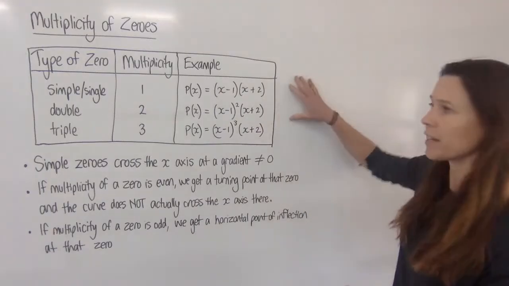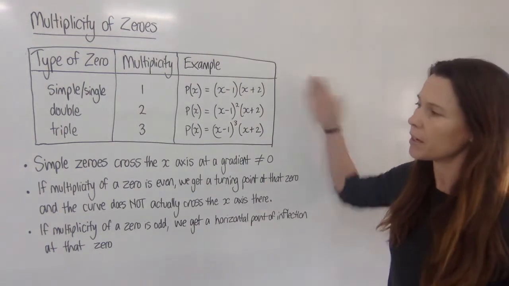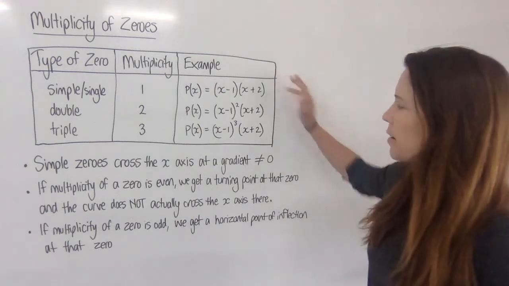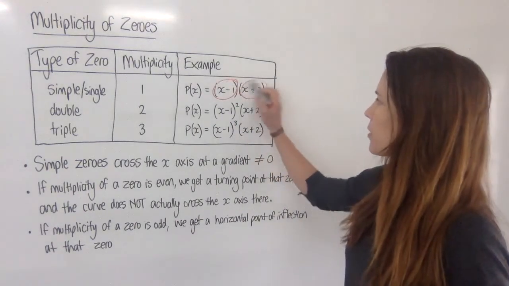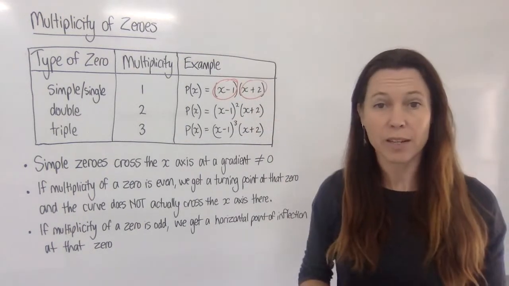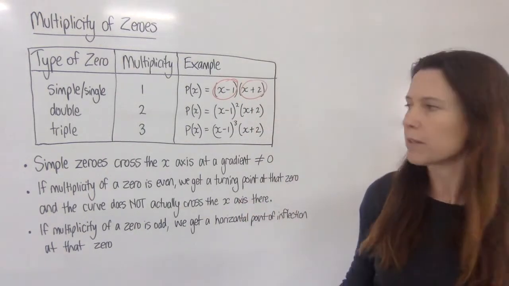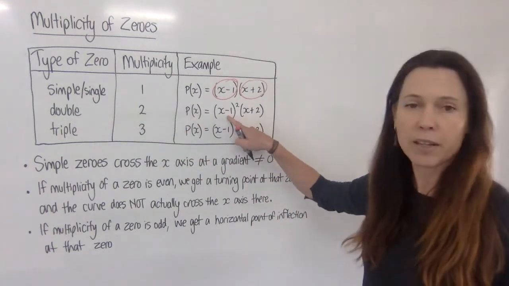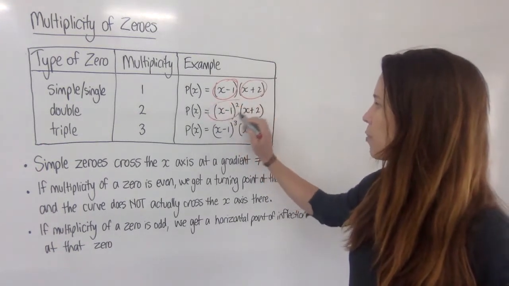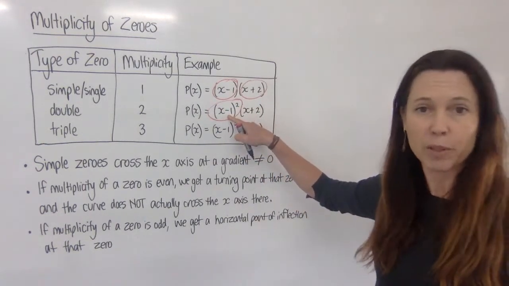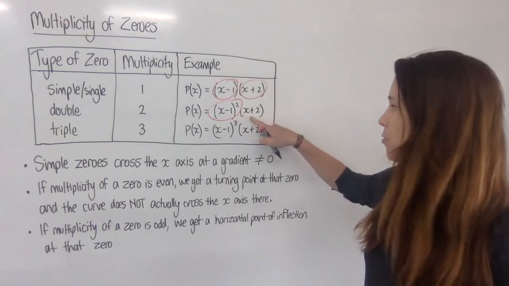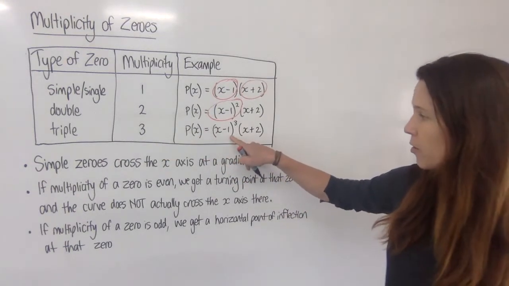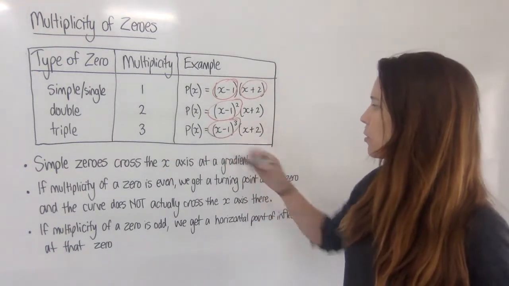So a simple table here to explain multiplicity of zeros, we can have a single or a simple one, which just has a multiplicity of 1. And an example here would say that both of these zeros at x equals 1 and x equals -2 are simple or single ones. A double zero has a multiplicity of 2, and we see that that's when we get one of our zeros actually squared. So in this example, that's the part that has a multiplicity of 2. This part only has that multiplicity of 1. And then a triple zero has multiplicity 3, and that means that that zero has been raised to the power of 3. So in this example, it's this part.